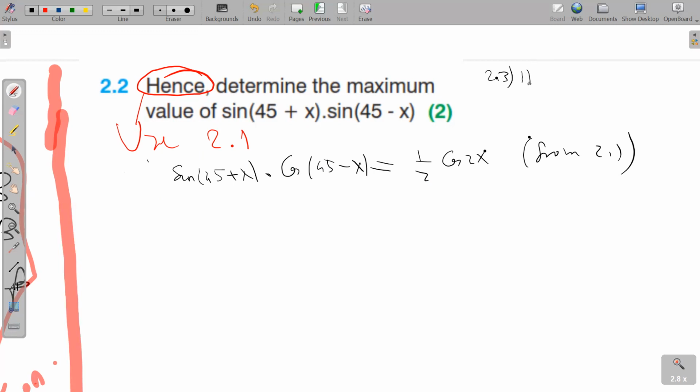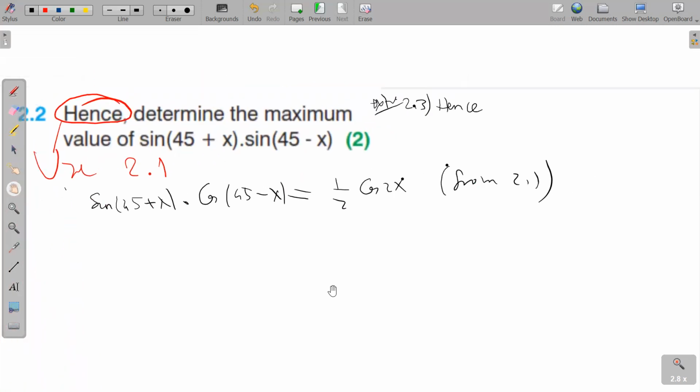Hence, an extra question of mine, last year's grade 11 class test question, is this part. Hence, calculate sine 22.5 times cosine 22.5 without calculation, without use of a calculator.